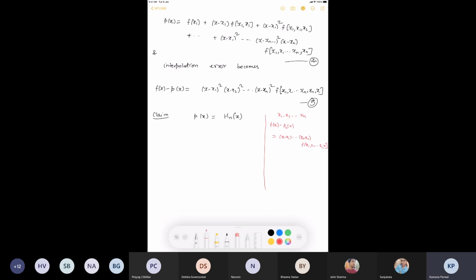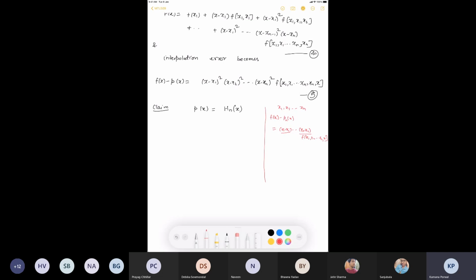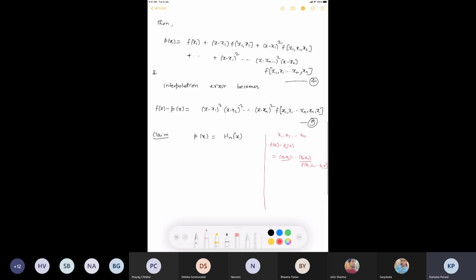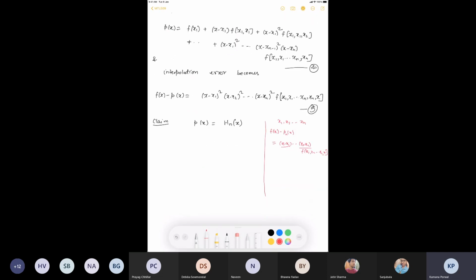So if you observe, if you take x equal to any of the nodes here, then the interpolation error is 0. That's how you can understand it, because we have these factors x minus x1 up to x minus xn. So if you evaluate at any of the xi, the interpolation error is 0. Now in the case of the Hermite interpolating polynomial, we are trying to find a polynomial whose interpolation error will not be just 0 when I evaluate at xi. It will also be 0 when I differentiate it and then evaluate it at xi. This is what I want.